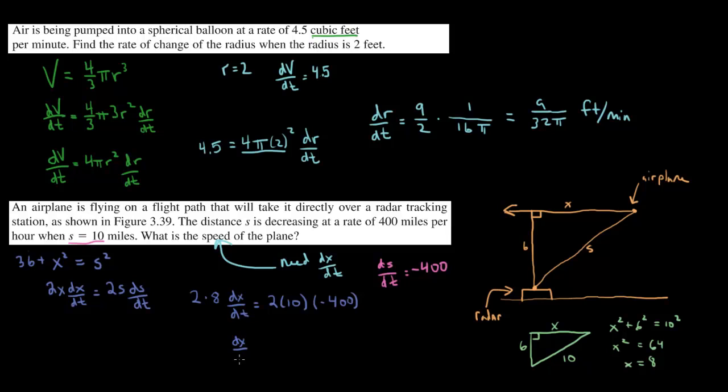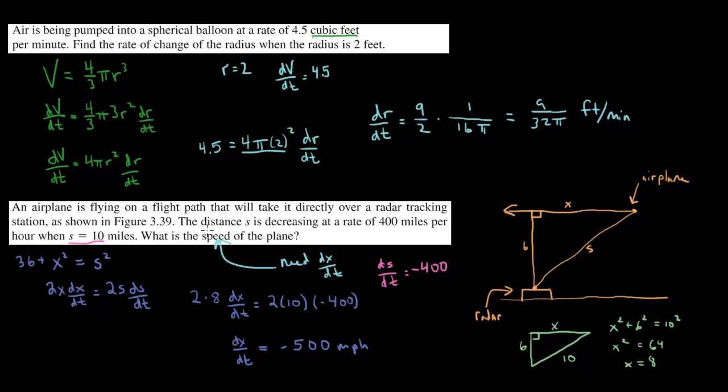So I could say that dx/dt, which is what I'm looking for, is, okay, we have 2 times 10, so 20 times negative 400, divided by 2 times 8, so divided by 16, and we get negative 500. Okay? Negative, now what are the units? Miles per hour.